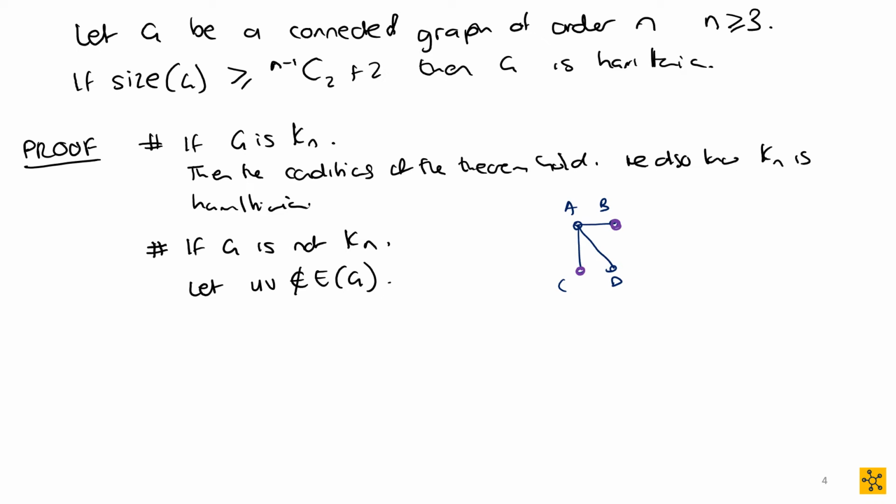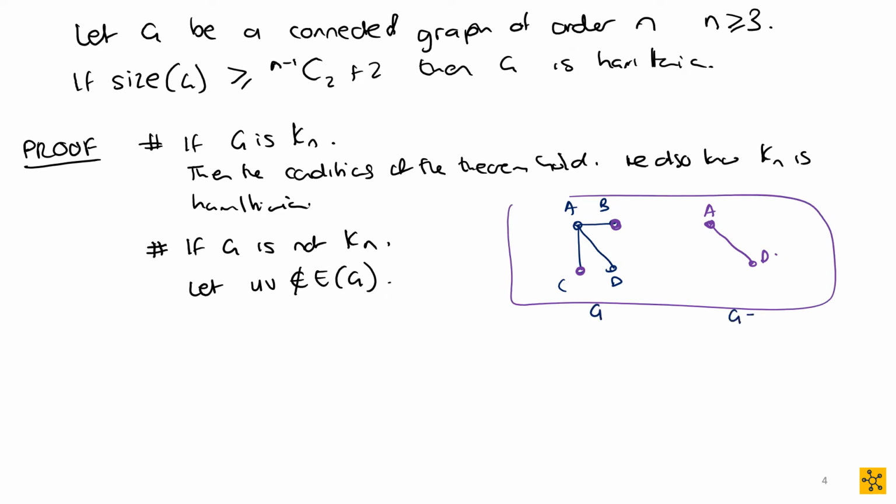And we're saying, let's create a new graph, a graph H, where we take away those vertices. So we have a graph H, which is actually going to be just A, D in this example case. We have the original G, and then we have G minus B, C. So we're going to say, let H be equal to the original graph minus the two vertices, where the vertices were a non-adjacent pair.